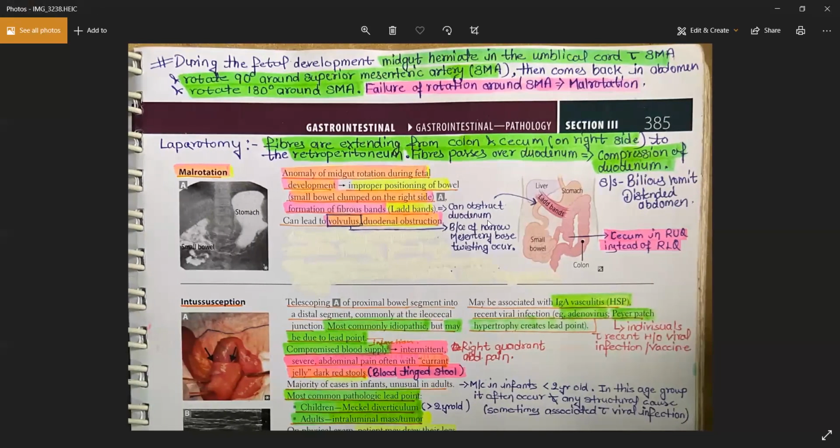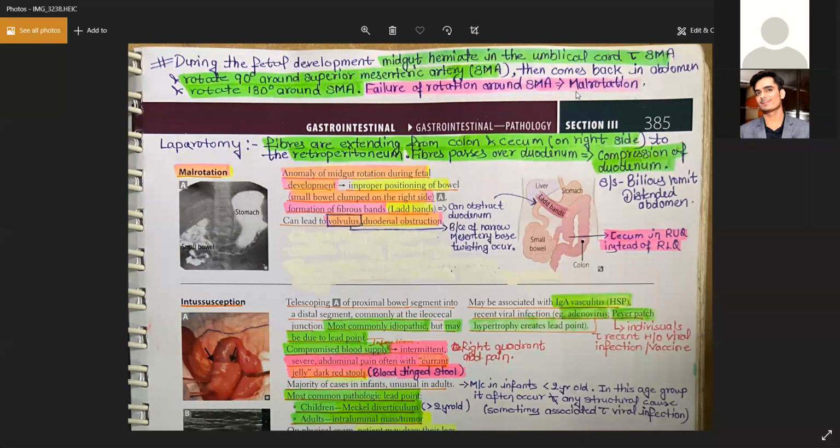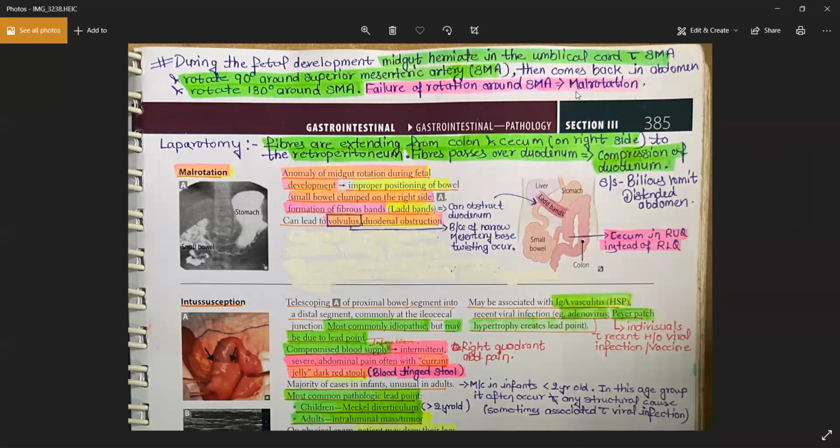That would be all about it. So this is malrotation. It happens whenever your midgut fails to rotate around the superior mesenteric artery. As a result, abnormal positioning of the bowel happens. The colon will be on the left side, and the small intestine will be on the right side completely. You will have the fibrotic bands that can cause the obstruction to the duodenum, that can cause constipation, bilious vomiting, and the abdominal distension, of course, you will have, right? And yeah, that would be all. Any doubt on the malrotation?